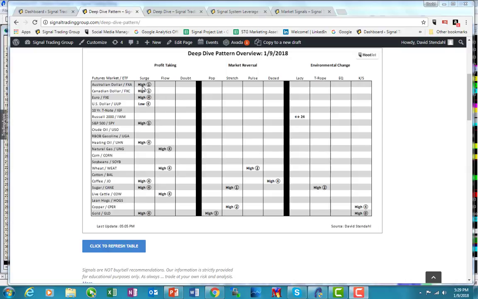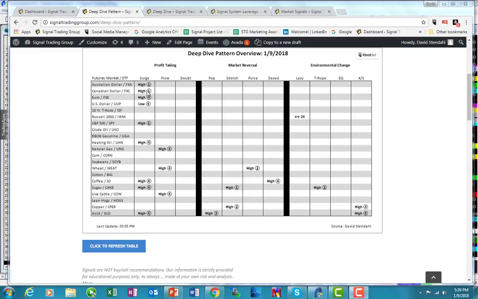What you'll see here is it'll either be a high or a low. You can see a low here on the dollar and a high here on the euro. And then you'll have a number that corresponds next to it, and that corresponds to how many trading days ago this actually triggered.